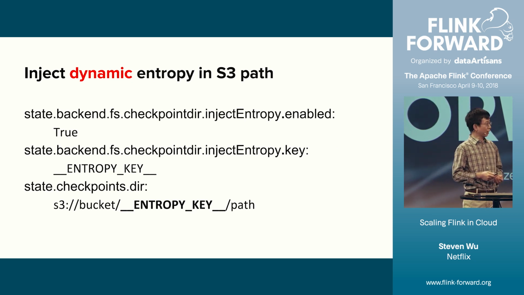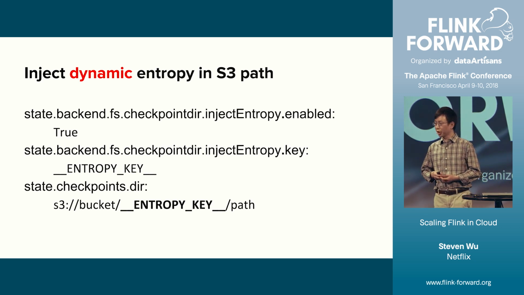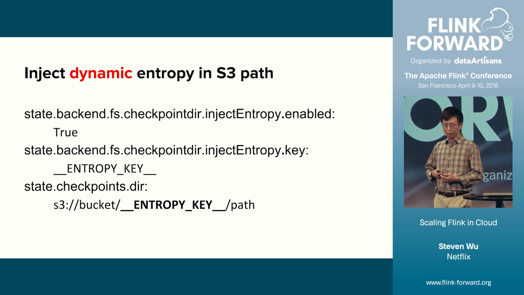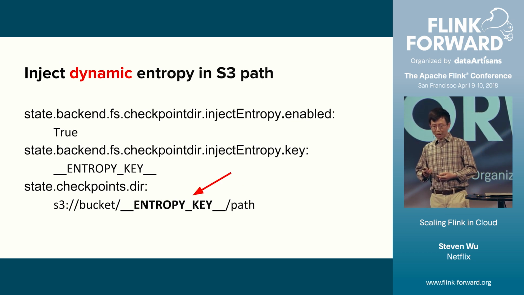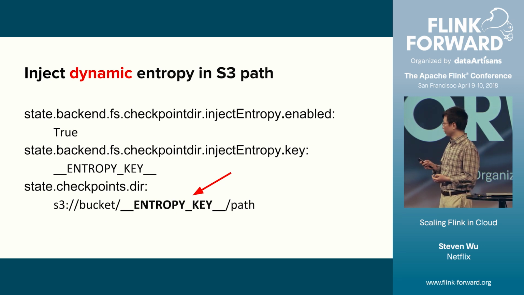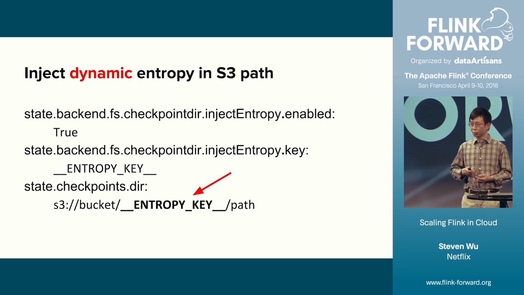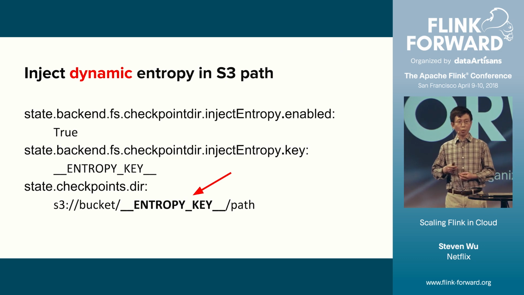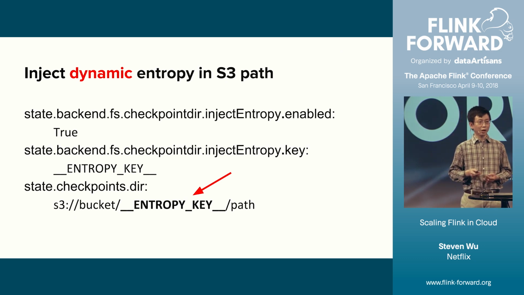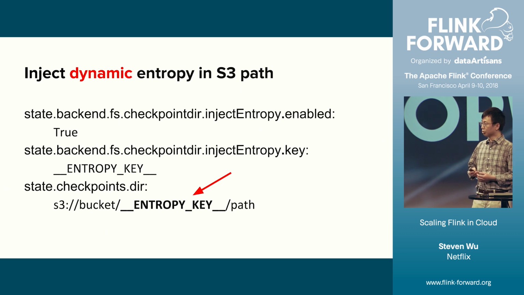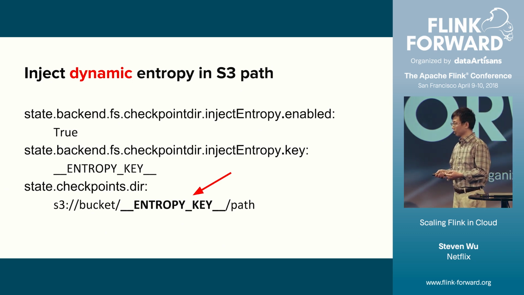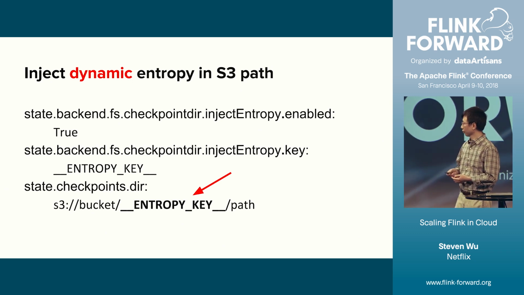So for this case, we have to change the Flink state backend code. We introduce this new config called Inject entropy. When this feature is enabled, we will dynamically substitute that _entropy_ key with a random prefix during the initialization of the operators, so that each operator gets its own unique prefix in the checkpoint path. That's how we can scale the S3 writes from hundreds or thousands of operators in the same Flink job. So this does require change in the Flink code.